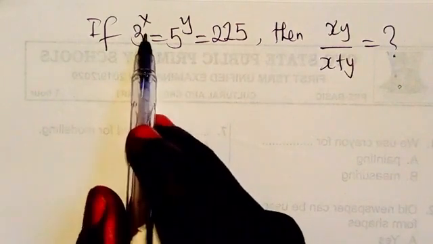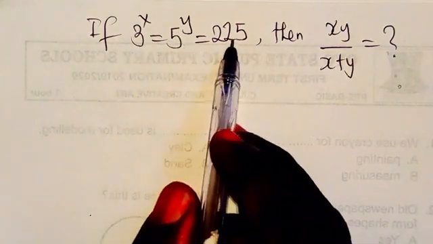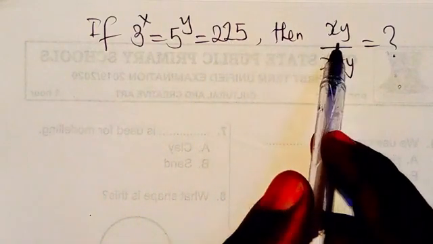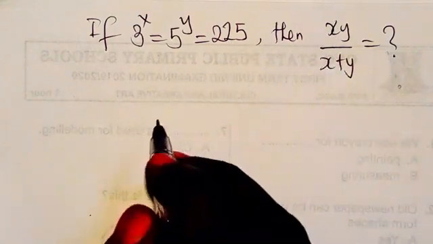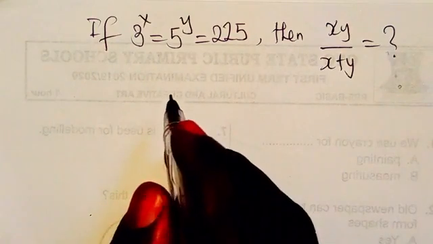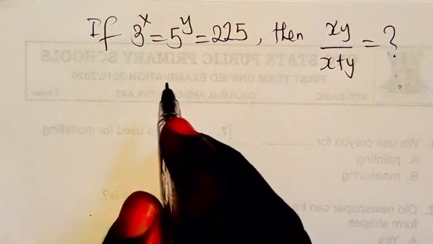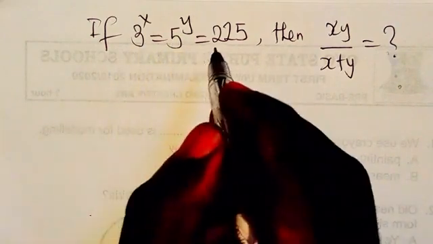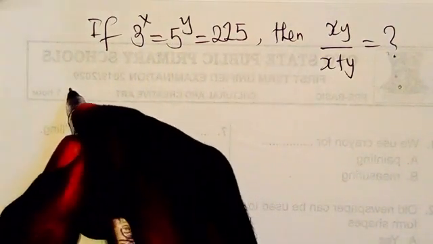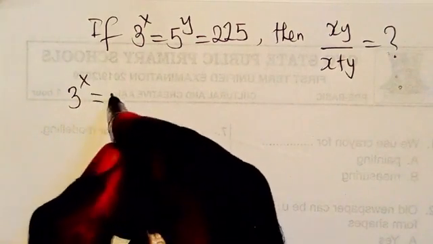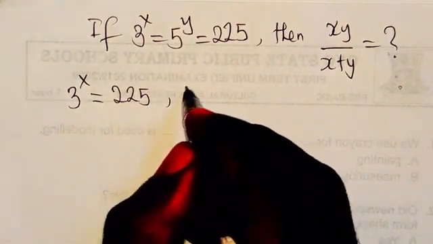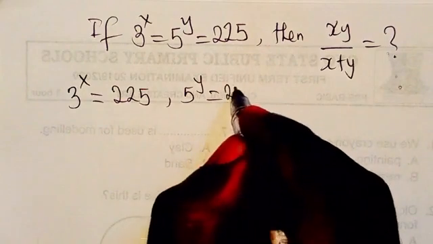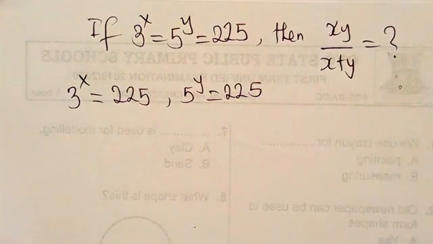So if 3 to the power x equals 5 to the power y equals 225, then xy over x plus y equals what? Now let's see how we're going to solve this beautifully. If you have 3^x equals 5^y equals 225, it means that 3 to the power x equals 225 and 5 to the power y equals 225. So from there, what do you think we can do here?